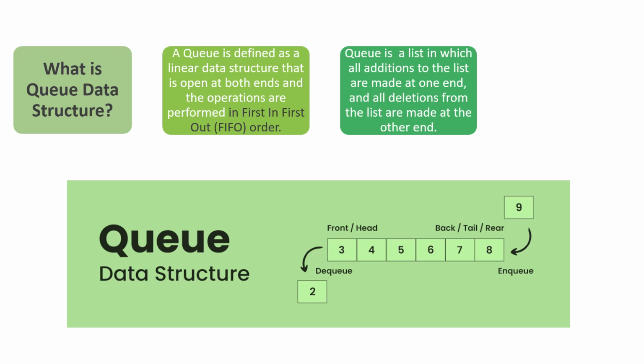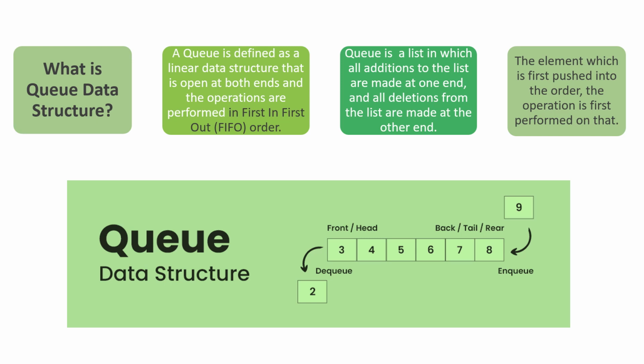And queue is a list in which all additions to the list are made at one end and the deletions are made at the other end. And the operation is first performed on the element which is pushed first in the order. So this is the queue data structure where the two ends are front and rear end and the operations are enqueue and dequeue. You can see those operations in a detailed manner now.